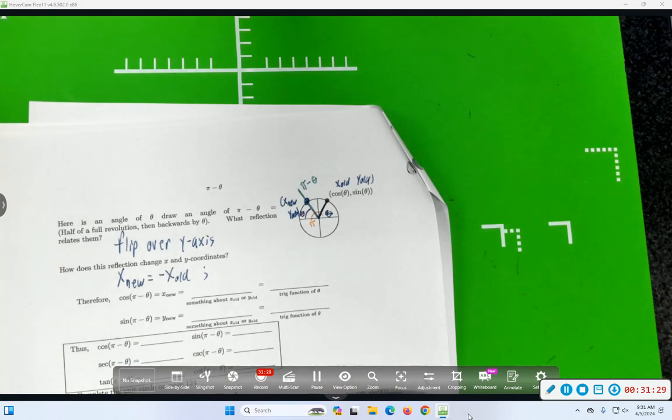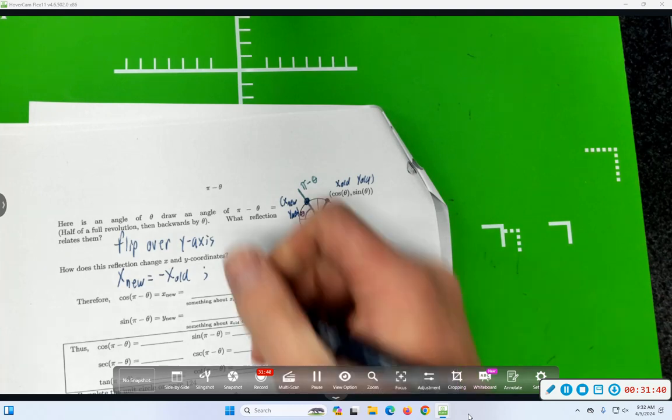Perfect, and that will tell us something about cosine on the next line, so depending on how ahead of schedule you want to be, you can go ahead and fill in that next line. How does the y value change? Same. Doesn't change.